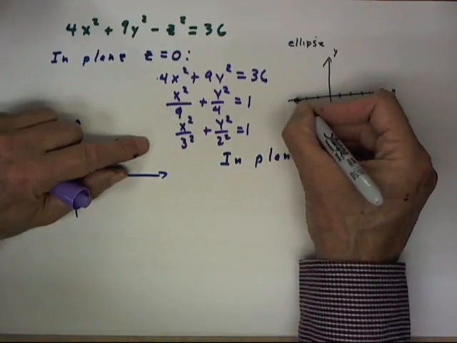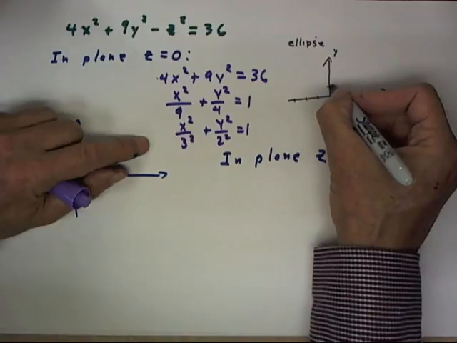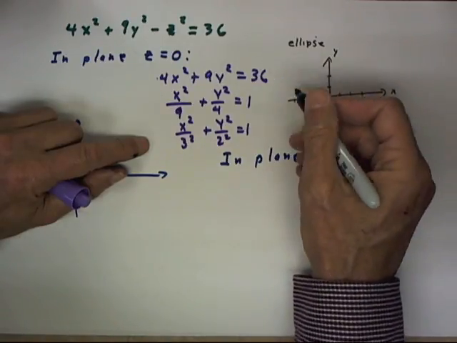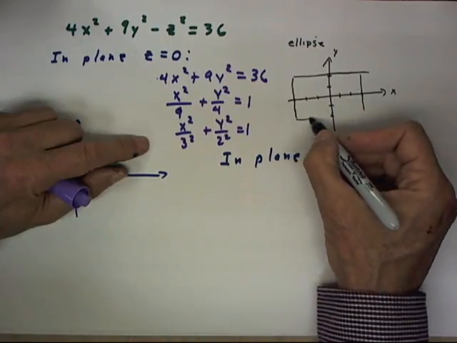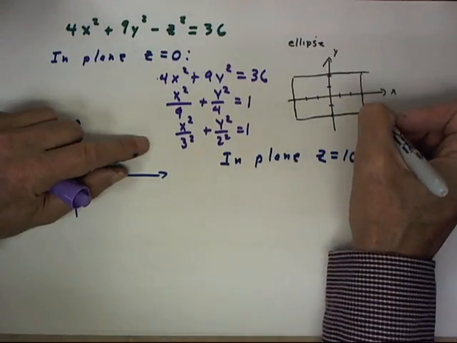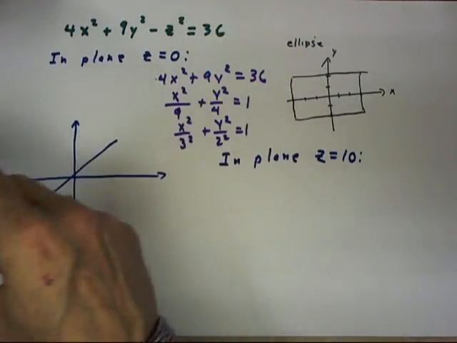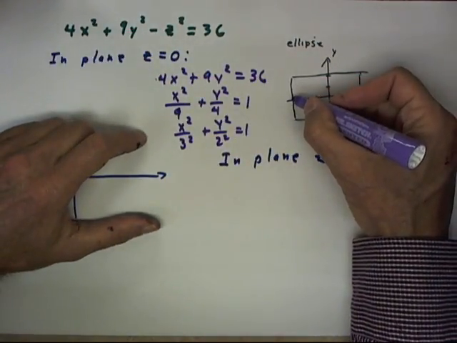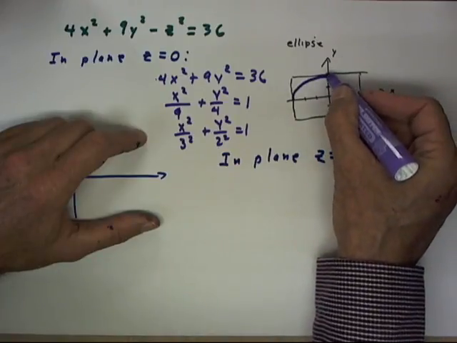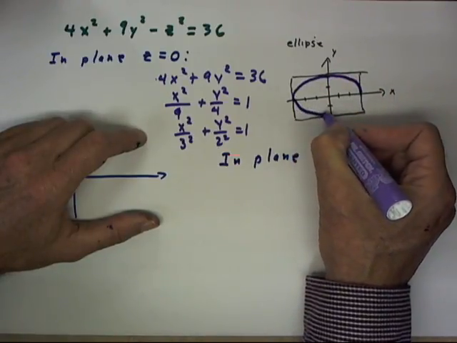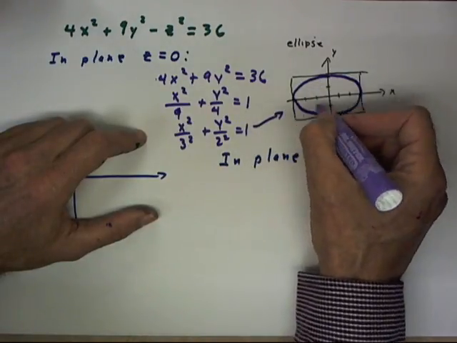We move 3 units from the origin in the positive x direction, 3 units in the negative x, 2 units in the positive y direction, 2 units in the negative y direction, and we construct a rectangle that's 6 units by 4 units. And the ellipse is simply the elliptical shape that you get if you inscribe an ellipse in this rectangle. Like so, and not real well drawn, especially over here, but right there's the ellipse. So there's the graph of the ellipse.